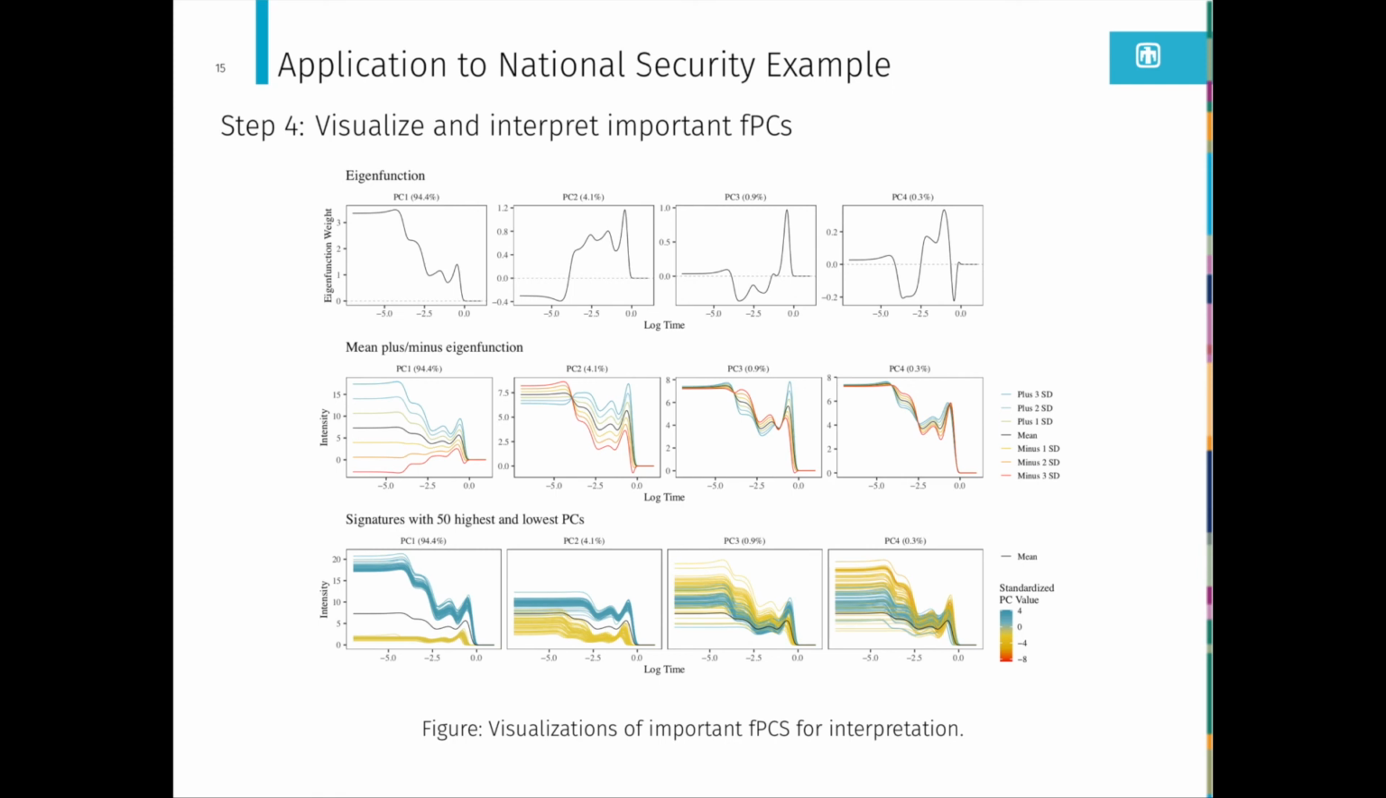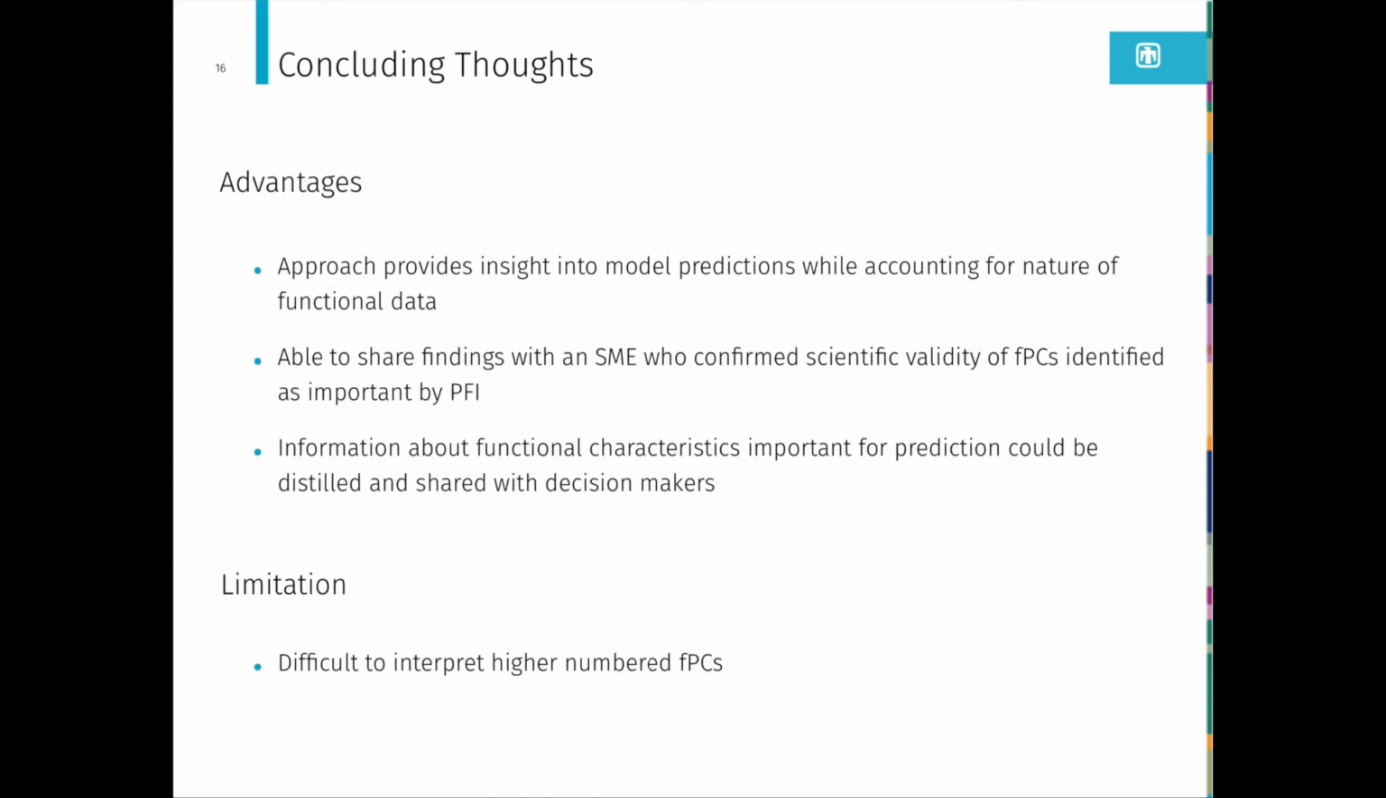We showed these results to a subject matter expert who was able to understand the results and confirm their meaningfulness. This insight allows us to have trust in predictions made by the neural network model. Let me provide some concluding thoughts. First of all, we are able to use our approach to provide insight into predictions made by a neural network model using functional data that accounted for the functional nature of the data. We were able to have our results understood and validated by an SME to have scientific meaningfulness.